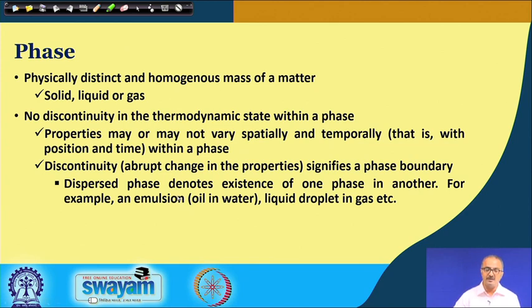Now, we can have dispersed phase, meaning one phase within the other. For example, we have emulsion. Emulsion means one liquid in another liquid. For example, oil droplets in water. So, that is one phase in another phase. Similarly, we can have liquid droplet in a gas. So, this is also an example of a dispersed system. Okay.